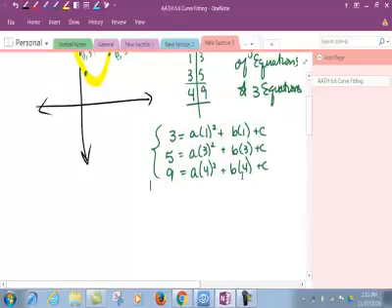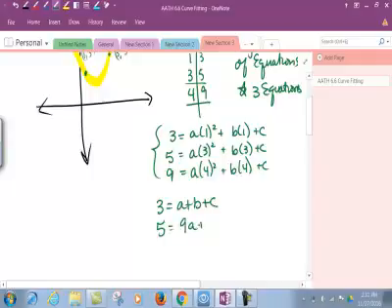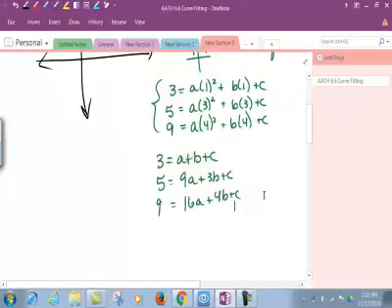So first thing we want to do is clean them up. So I'm going to go ahead and rewrite the first one as 3 equals a plus b plus c. The second one, 5 equals 9a plus 3b plus c. And the last one, 9 equals 16a plus 4b plus c. Okay, so our goal here is to get the variables to drop out. And so I think the easiest way, and there's more than one way to do this, recognizes that in all 3 of them, the coefficient of the c is 1. And so those will be the easiest ones to get rid of first.